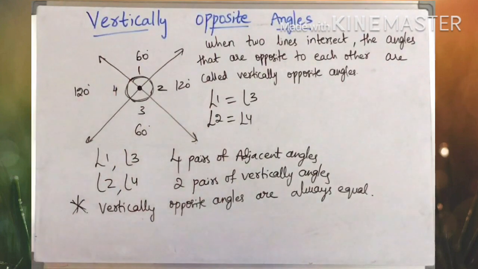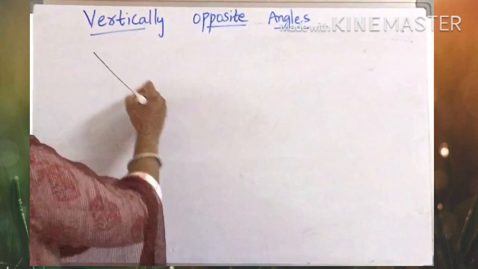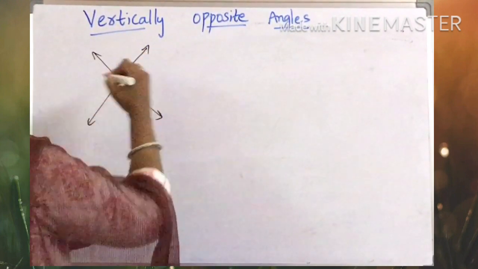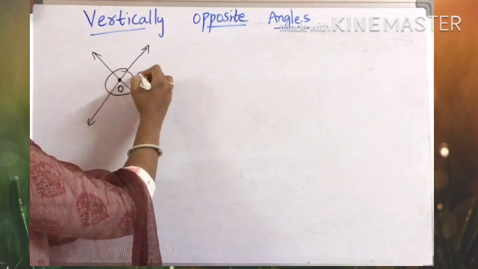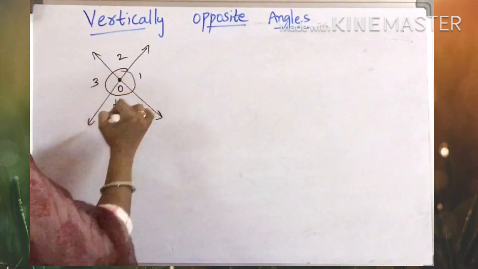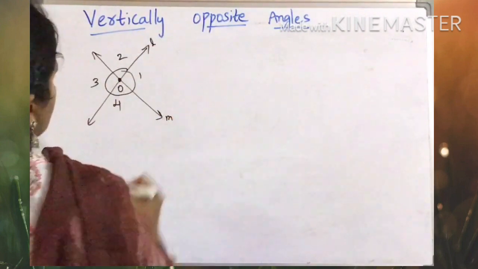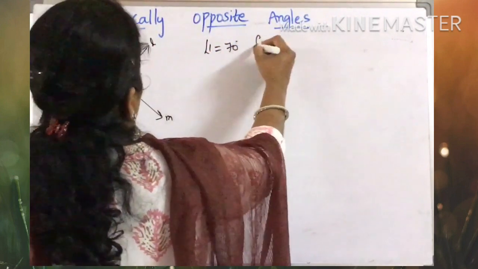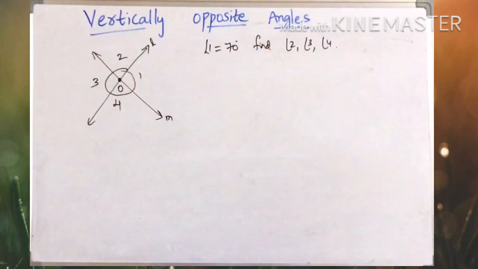In some competitive examinations you may get questions like this, children. Here two lines intersect. This intersection point is O, and how many angles are formed when two lines intersect? Totally you will get 1, 2, 3, 4 angles, right? In these 4 angles, suppose this line is L, this line is M, and suppose they give angle 1 as 70 degrees, find angle 2, angle 3, angle 4. This is the question. Now it's very easy to find out.